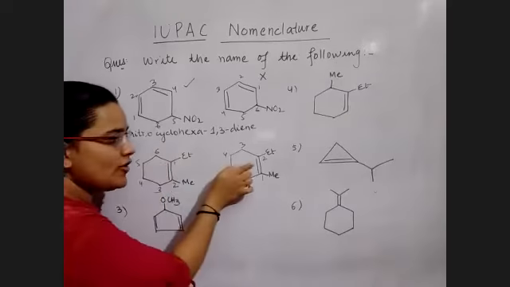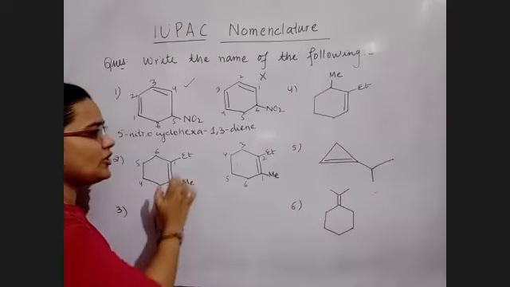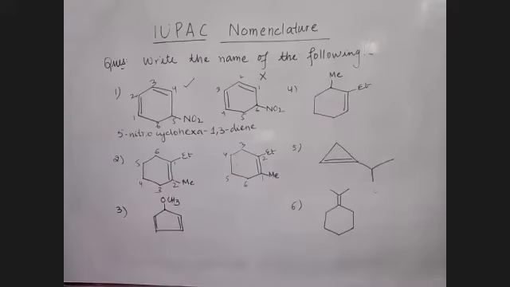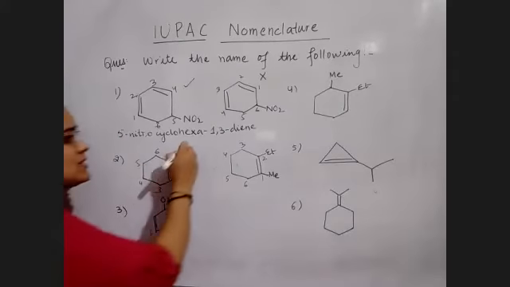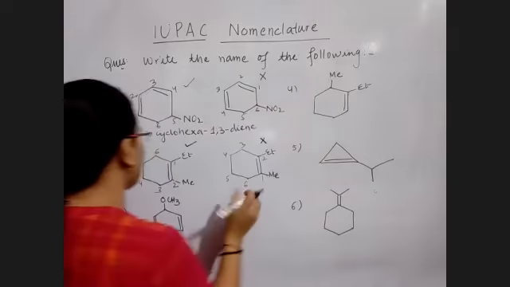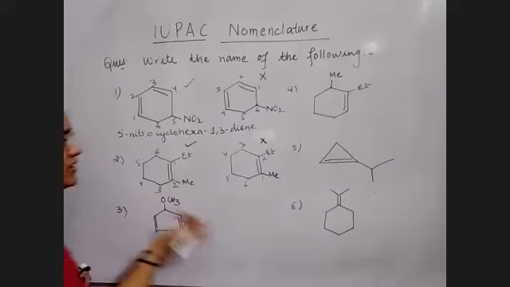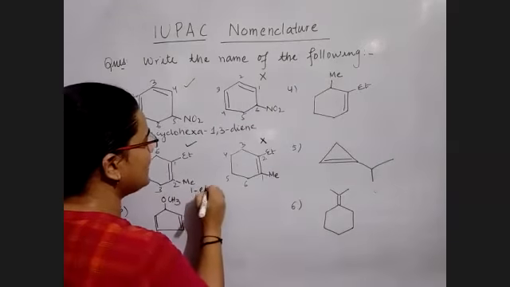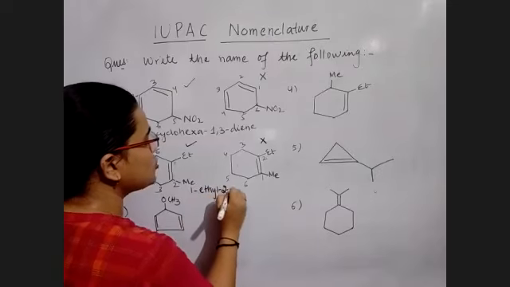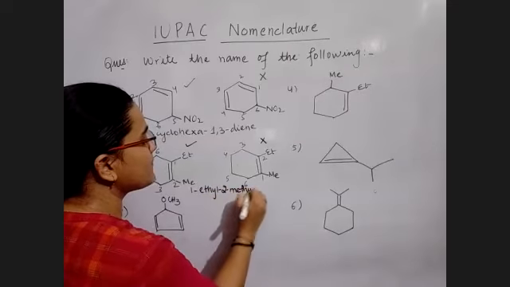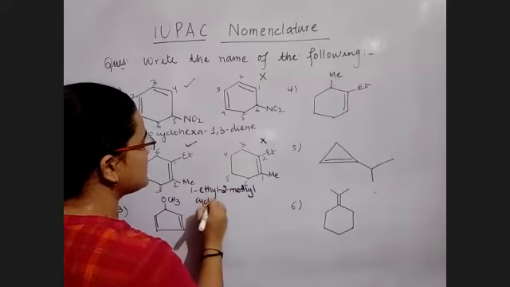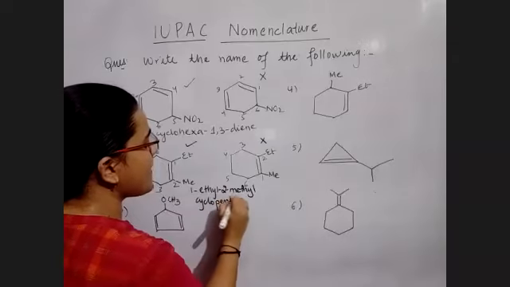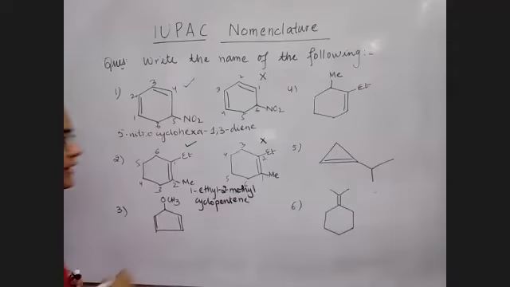At the double bond, first position, 1, 2, 1, 2. So between ethyl and methyl, priority will be given to ethyl, and the reason is alphabetical order. Correct. So what is the name of the structure? Name of the structure is 1-ethyl, 2-methyl, cyclopentene.